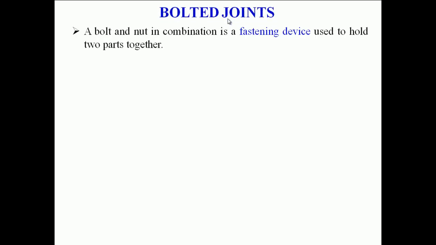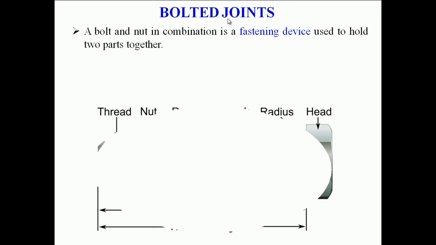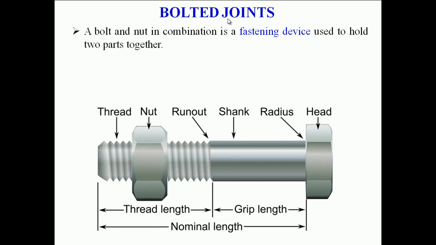A bolt and nut in combination is a fastening device used to hold two parts together. So you can see this schematic representation. You are having a bolt and a nut. The bolt is having a head, radius, shank, runout, thread. You can see the thread length and the grip length and then nominal length. So all these are the parameters of the bolt.